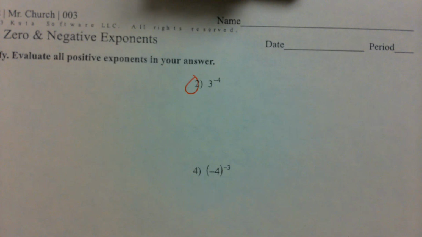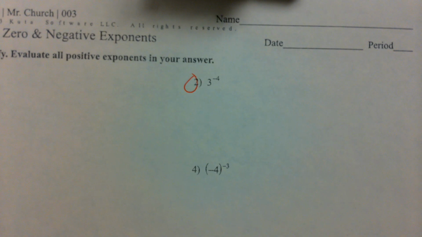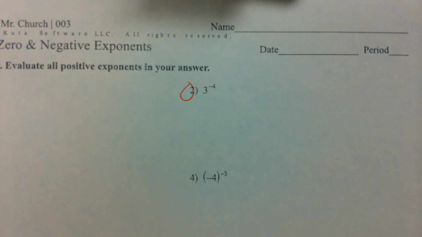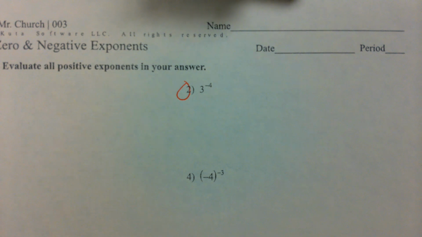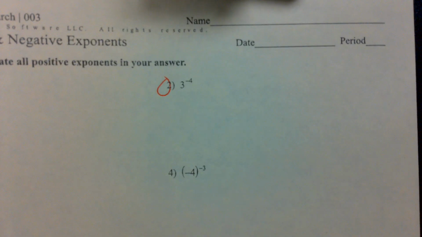So number 2, we've got 3 to the negative 4. 4-step process. Follow along with your red pen. If you need to make a correction, make sure you're writing that in red. If you get everything right, put a little star, happy face, smile, whatever. Just so you know that, hey, I got this right.